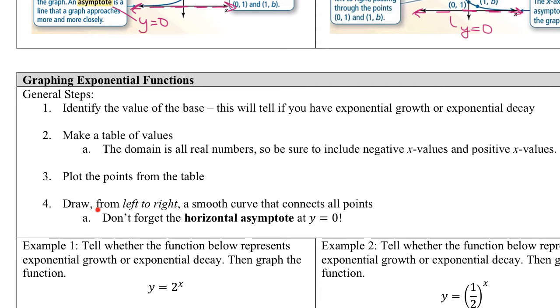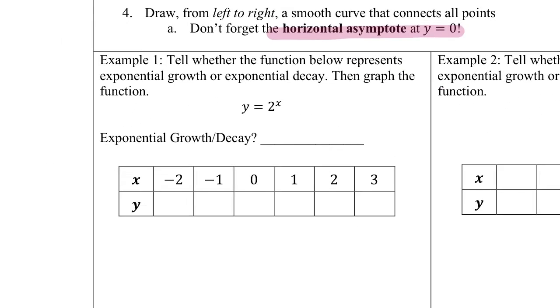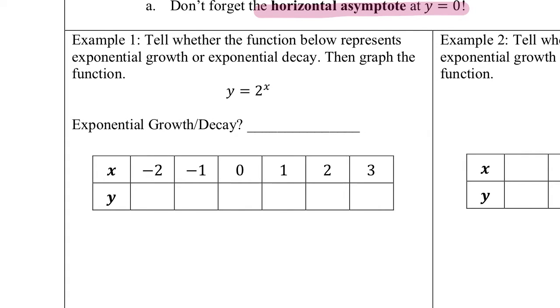Then step forward, draw the graph from left to right, but don't forget about the horizontal asymptote at y equals 0, meaning we're not going to go underneath the x-axis. So example 1, tell whether the function below represents exponential growth or exponential decay, then graph the function.